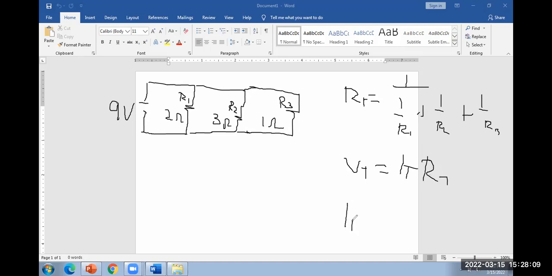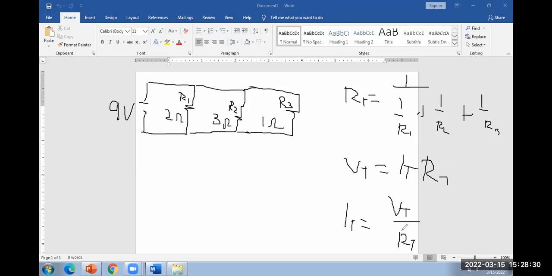Then pag IT naman, we have VT over RT. Kapag dito naman sa parallel, ang pare-parehas naman ay voltage. Ang hahanapin natin ay resistance. Isa-isa ng resistance. Okay? So yun yung mga formula natin.